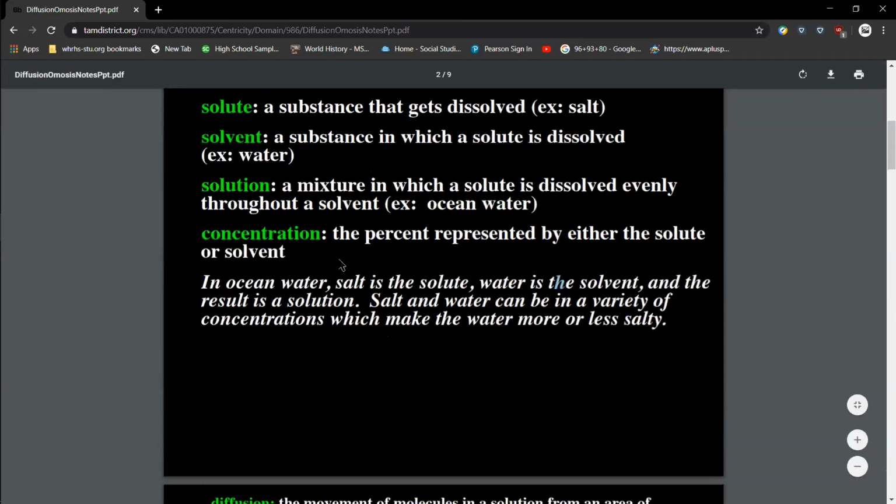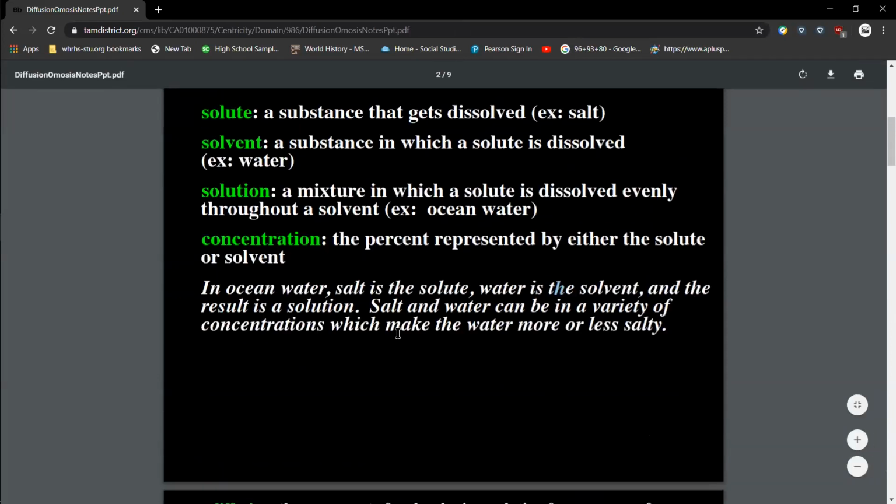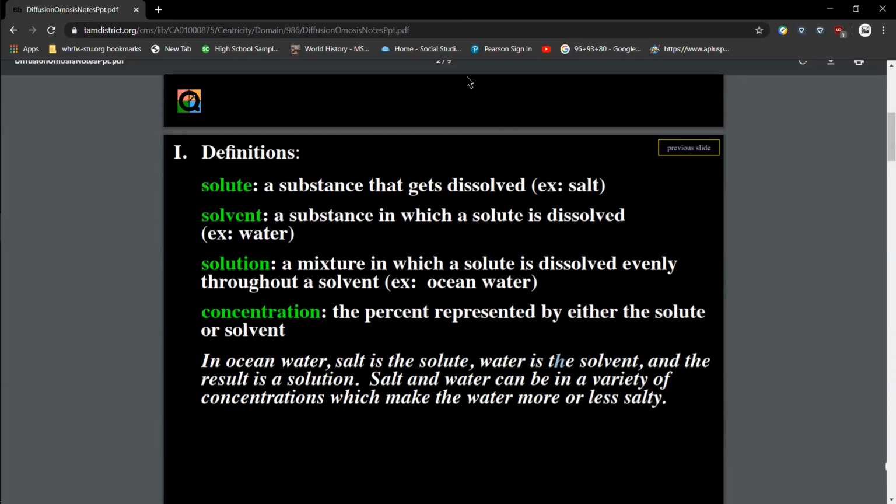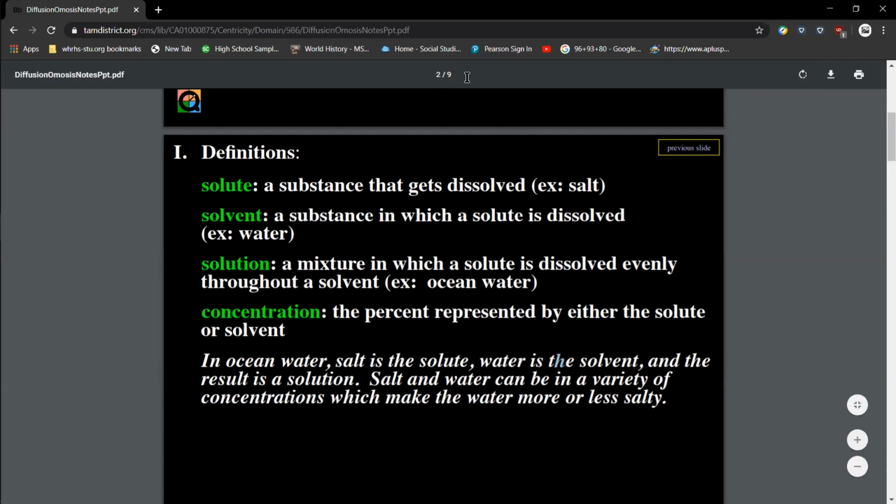Just a quick review, if you remember from one of our earlier discussions: a solute is the thing that gets dissolved. In question 4, the example was salt. The salt gets dissolved in the solvent, and the solvent is the water. Remember, one property of water is that it is a universal solvent, which means it can have a lot of things dissolved in it.